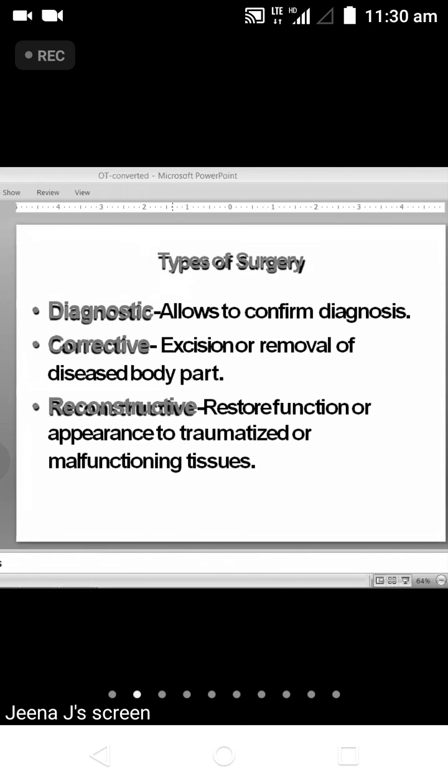The next one is called reconstructive surgery. It is to restore the function or appearance of traumatized or malfunctioning tissue. So if there are any injured tissues or any malfunctioning organs, you will be able to restore the function of that particular organ or tissue. That is called reconstructive surgery.